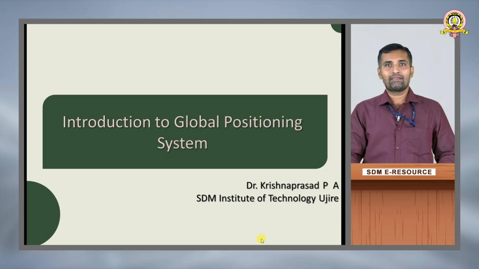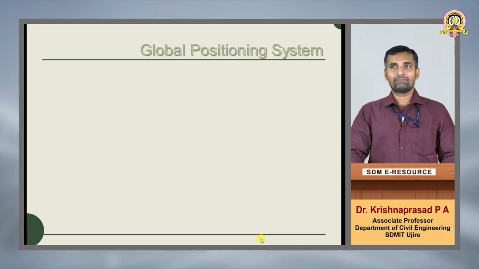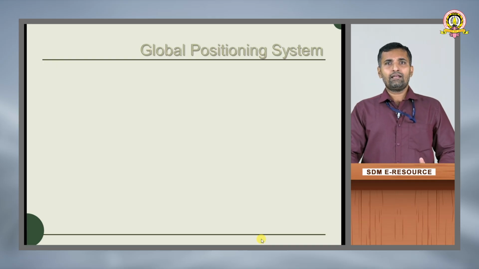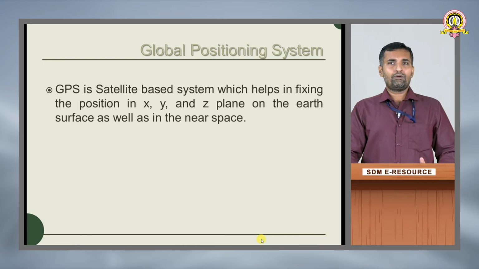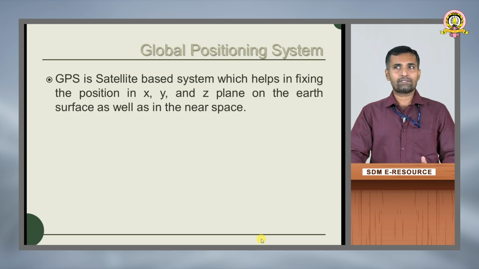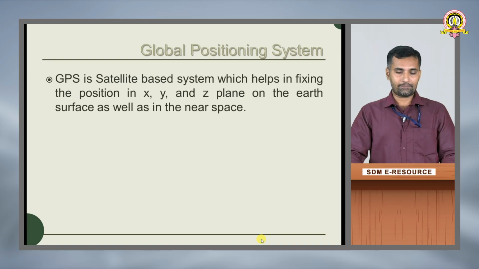Namaste. In this class, we will discuss the Global Positioning System. What is a Global Positioning System? GPS, all are familiar with this, right? GPS is a satellite-based system which helps in fixing the position in the XYZ plane on the Earth's surface as well as in the near space.